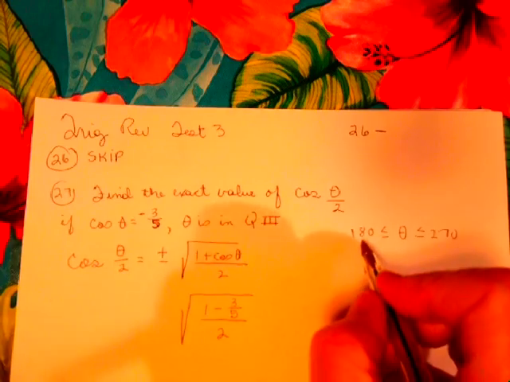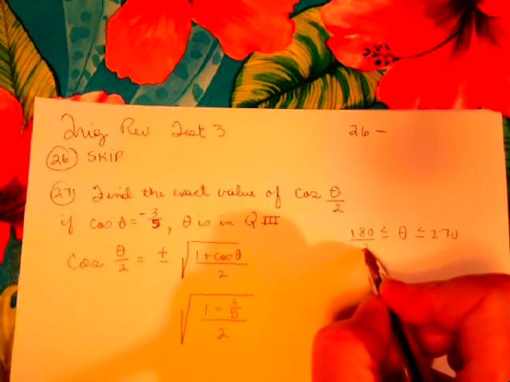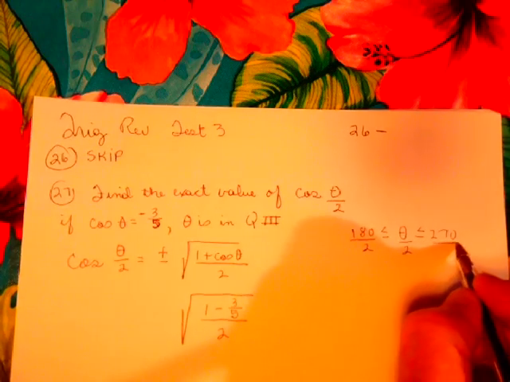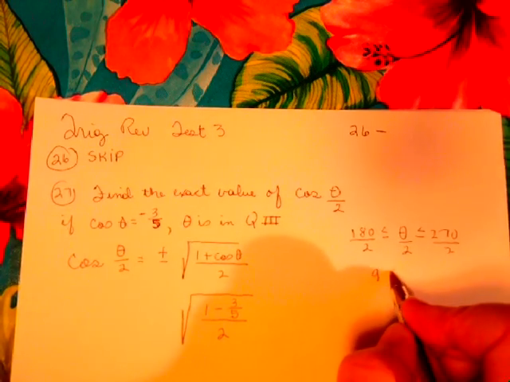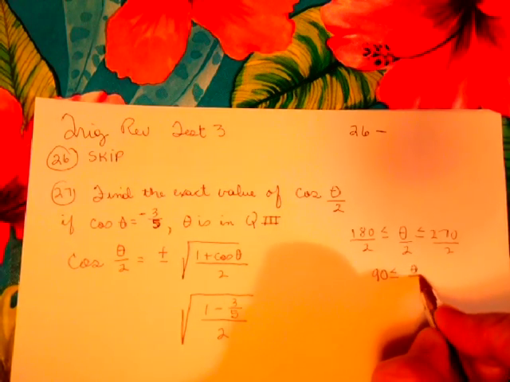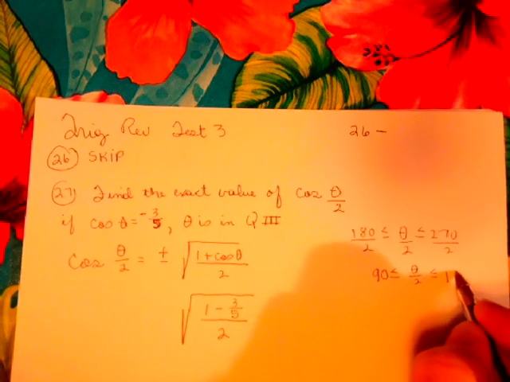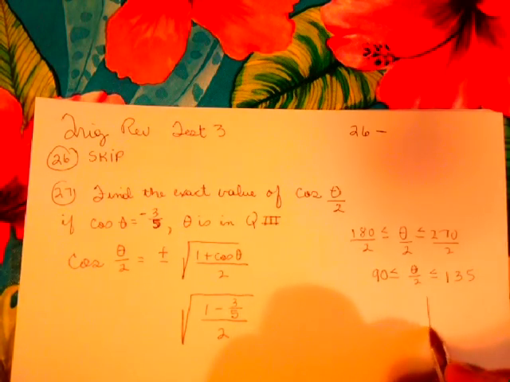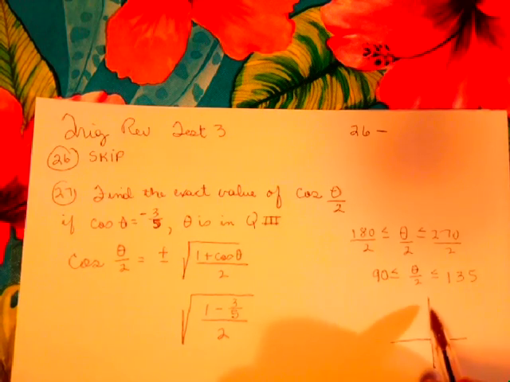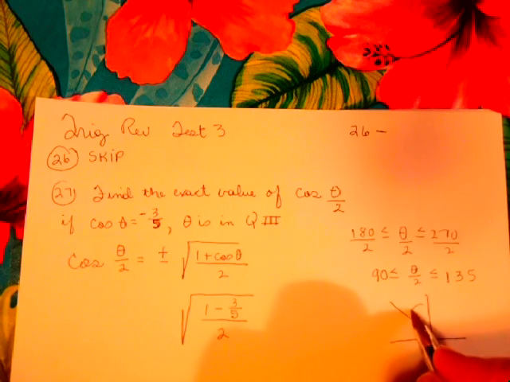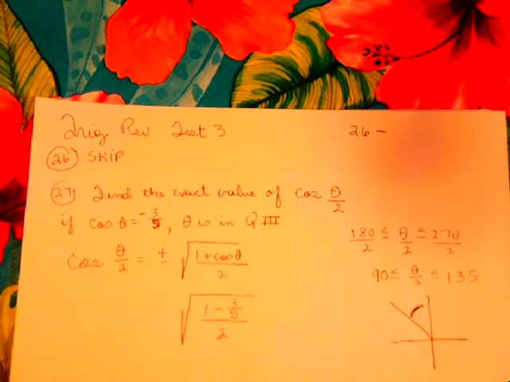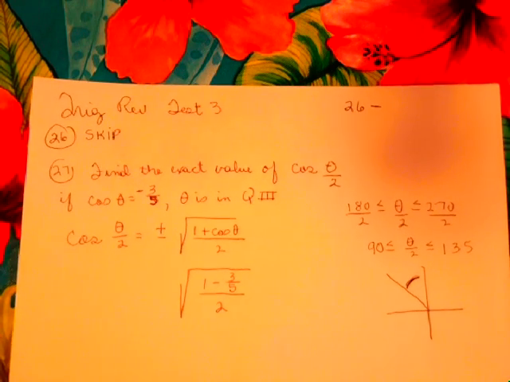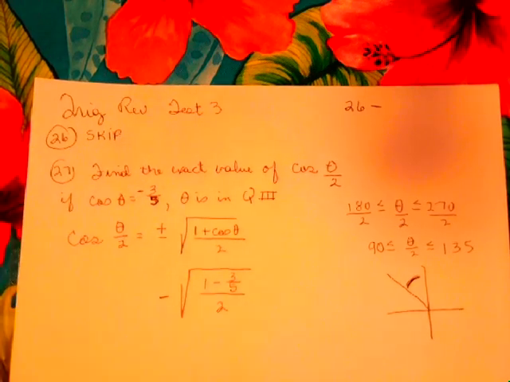Since I want theta over 2, I want to know where it's located. I go through and divide each of these by 2. That tells me that 90 is less than or equal to theta over 2 is less than or equal to 135 degrees. Here's 90. Here's 135. Theta over 2 is somewhere in here, so theta over 2 is in quadrant 2. In quadrant 2, cosine is negative. It tells me I've got to put a negative sign out here.